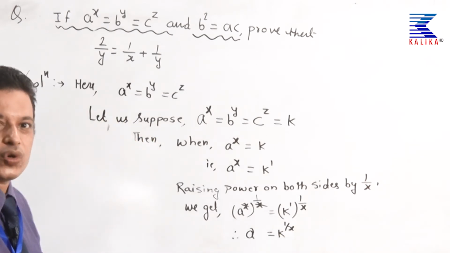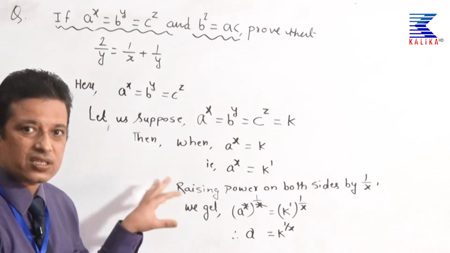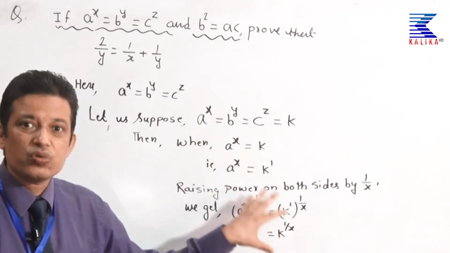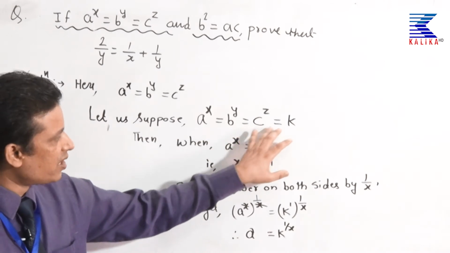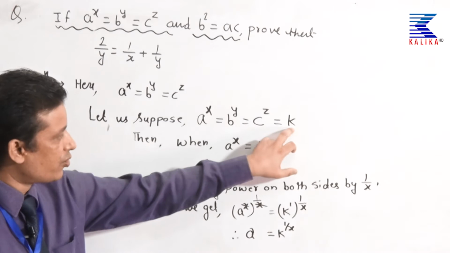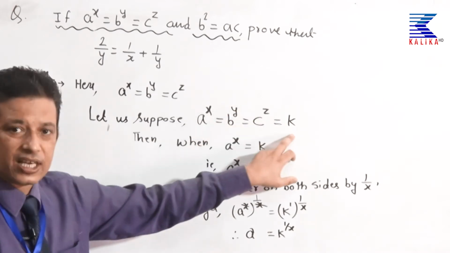Here I have shown you, dear student, this may be the first time that you are learning this type of question in standard 9. This is why I have shown you a clear process. a^x = b^y = c^z = k is given to us. It means a^x is equal to k, b^y is equal to k, c^z is equal to k.